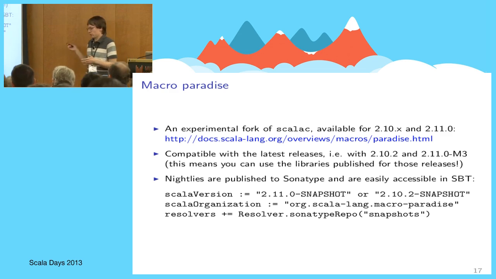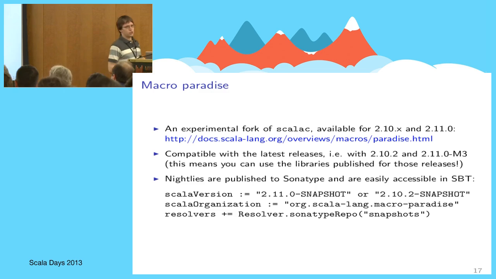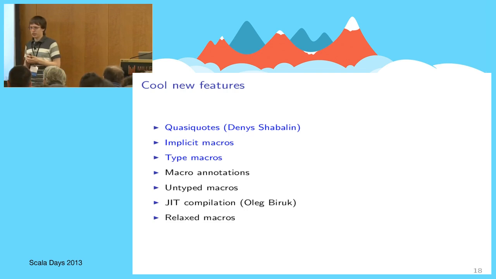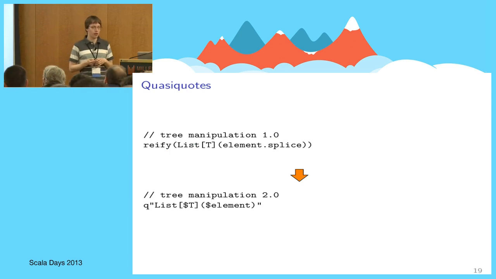And finally, it's super easy because nightlies are published all the time to Sonatype, so in SBT, it's a couple of lines. So yeah, we have this macro playground. Actually, there are quite a lot of features, and I won't be able to cover them all here today. I'll have to stay focused, but if you're wondering, you can ask me later on, or you can ask questions after the presentation.